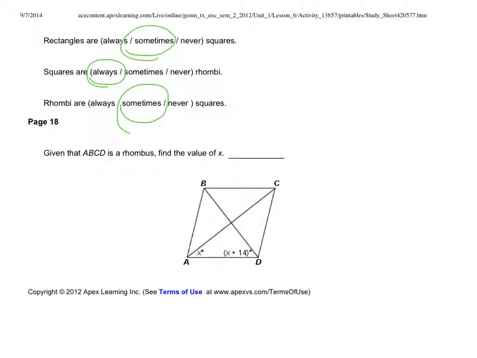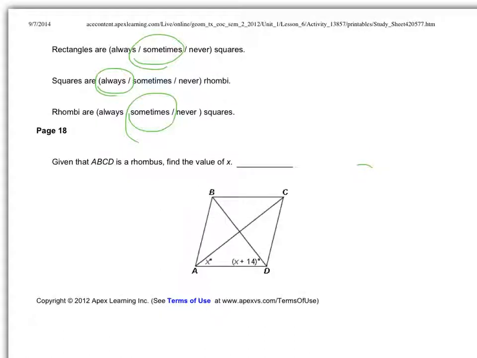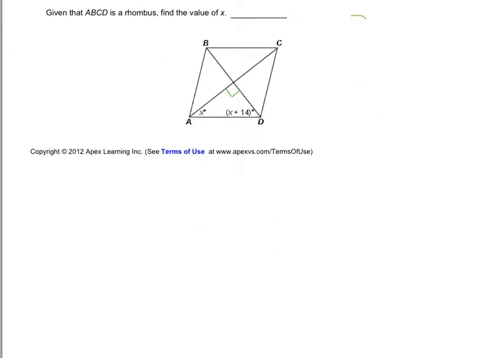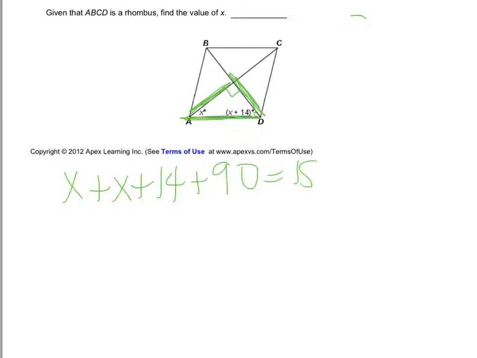So given that ABCD is a rhombus, find the value of x. Well, if this is a rhombus, then the only thing they told us about an angle is that this angle here in the middle is 90 degrees. And we do know, just because this forms a triangle in here, that all the angles have to add up to 180. So that means that x plus 14 plus 90 has to equal 180 degrees.